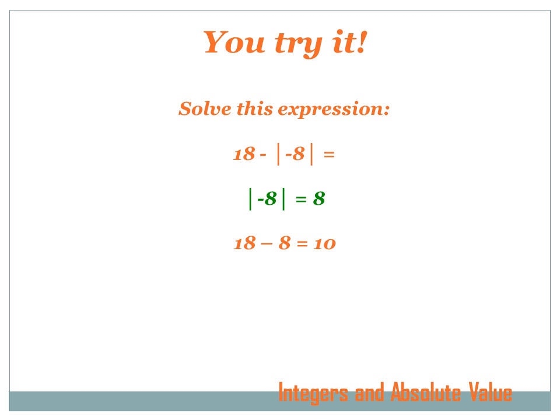Solve this expression, 18 minus the absolute value of minus 8. Well, the first thing we've got to do is convert the absolute value of minus 8 to an integer. The absolute value of minus 8, as we all know by now, is just 8. So I replace the absolute value of minus 8 with 8 in the expression. I keep the 18 minus, and it becomes 18 minus 8, which is 10.